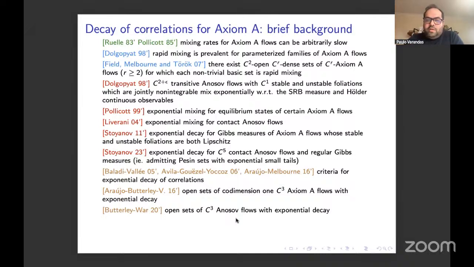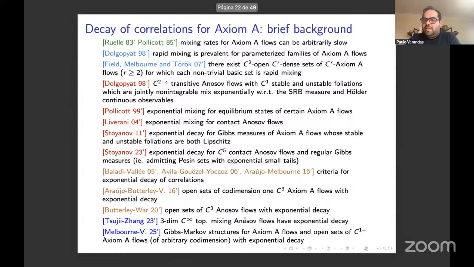Still, it is not known if the conjecture is true or not, but Tsujii and Zhang gave a proof that three-dimensional C-infinity mixing Anosov flows have exponential decay of correlations for all equilibrium states, and there are related results by myself and Melbourne, which help to verify conditions for decay of correlations, like building Markov extensions or Gibbs-Markov maps for Axiom A flows in arbitrary codimension.